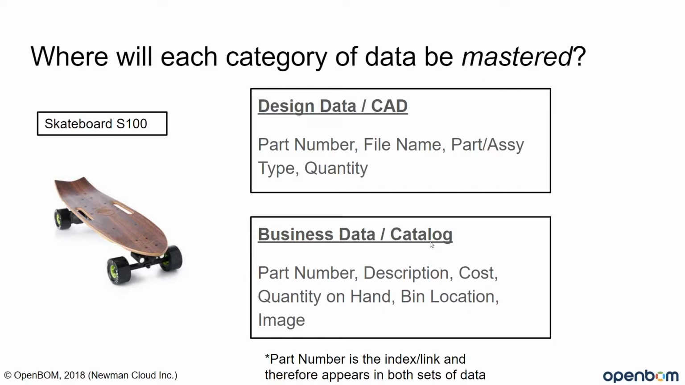So, okay, let's think about now, we've thought about these 2 categories as we build the bill of material for our BOM. Let's bin those out. On the CAD side, our bill of material is going to include part number, file name, is this thing a part or an assembly, and of course quantity. That's the primary usage piece of information. How many of these things are in my product? How many wheels are on the skateboard? And second, as we think about the business data, cost, description, bin location, images, quantity on hand, and we see also the part number exists there as well.